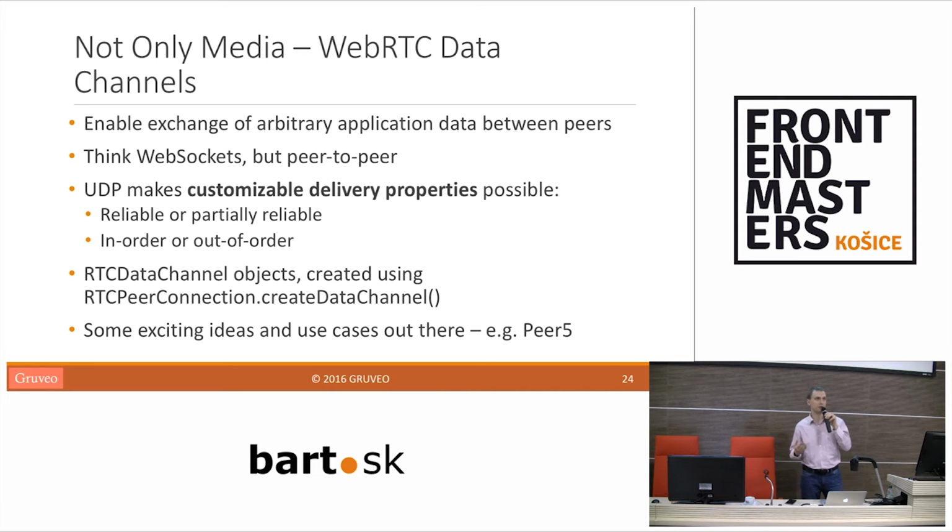And the reason why you can do that is because the underlying protocol on WebRTC is UDP. So it's possible for you to specify reliable or partially reliable delivery in data channels, in order or out of order. So you can actually specify partially reliable out of order delivery, and that would mean that your messages are not guaranteed to arrive in the same order on the other side or to arrive at all.